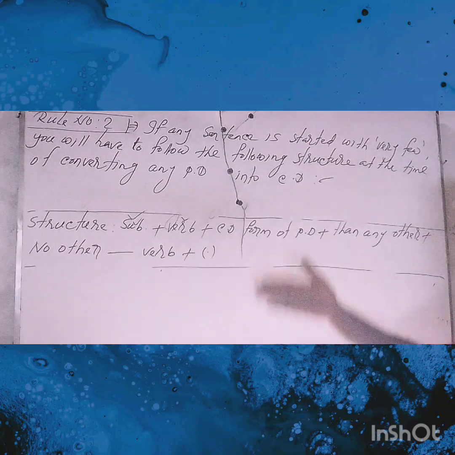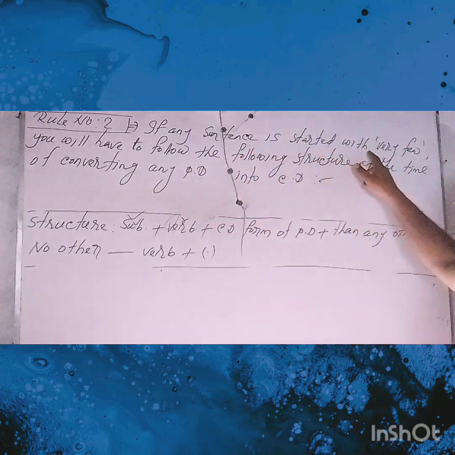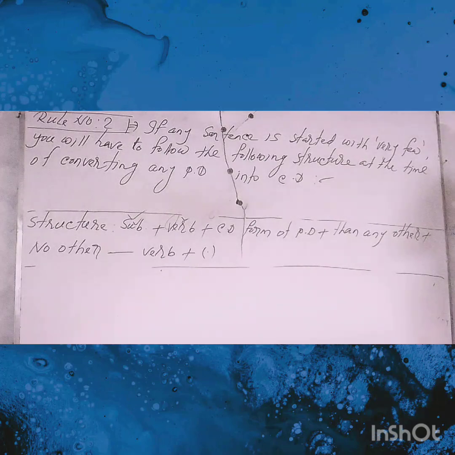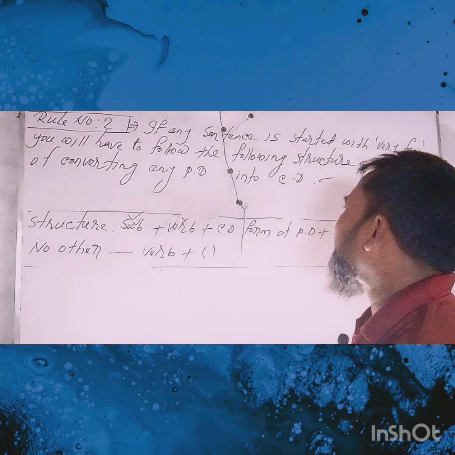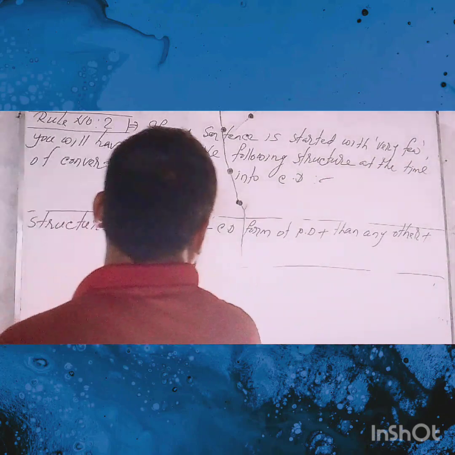Media learners, stay connected with me and take a look at the board and try to understand. In rule number two, I am trying to show you the main precondition. My dear learners, keep it in mind and save it in your memory: if any sentence is started with "very few", we will have to follow the following structure at the time of converting any positive degree into comparative degree. So, try to note the structure pattern with me.